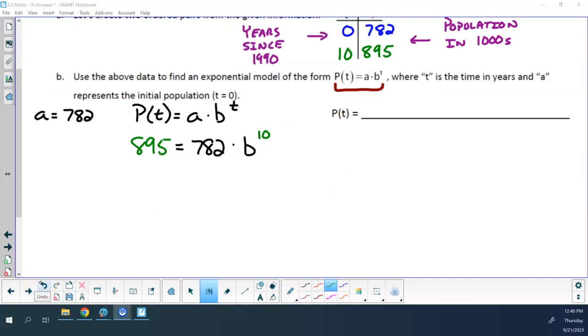No, close. So what do you do first? What do we do first if we want to solve for B? Do we subtract? No. We divide by 782 because it's being multiplied. You are a goober. I think I have the answer.